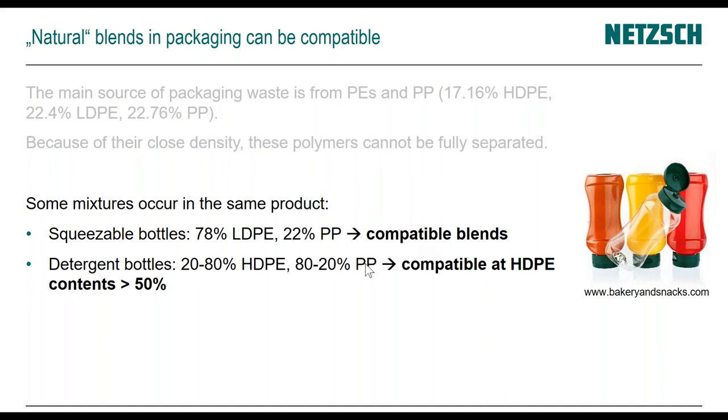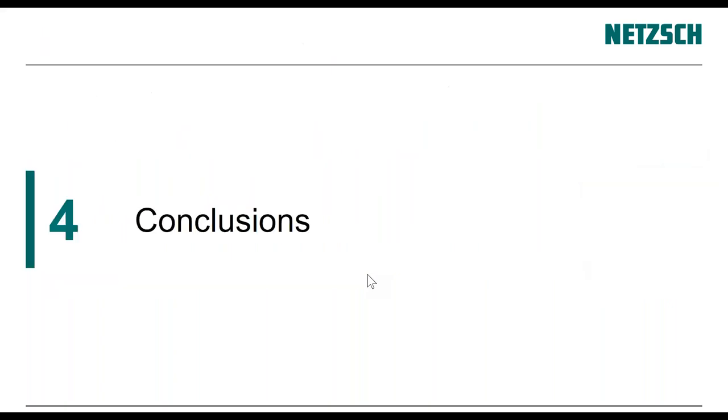For the detergent bottle, I mentioned that the proportions are different, and Dr. Onate's study showed that a compatibility between HDPE and polypropylene really exists if HDPE has contents higher than 50%. So that also gives us an indication what material blends make sense for us to use, and which we should stay away from because they're not producing a good new product.